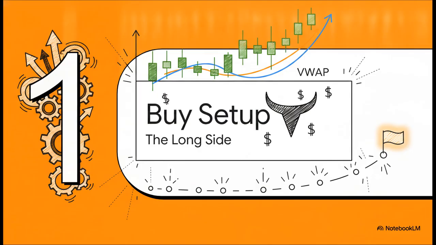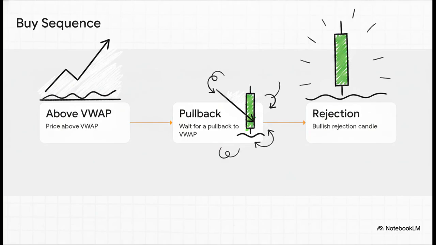All right, part one, executing the buy setup, also known as the long side. This strategy demands strict chronological discipline. There's a precise three-step sequence that must be met. 1. The price is above the VWAP. 2. Wait for a pullback to the VWAP. And 3. A bullish rejection candle. Let's look at this sequence like a kid jumping on a trampoline, checking out each crucial step.